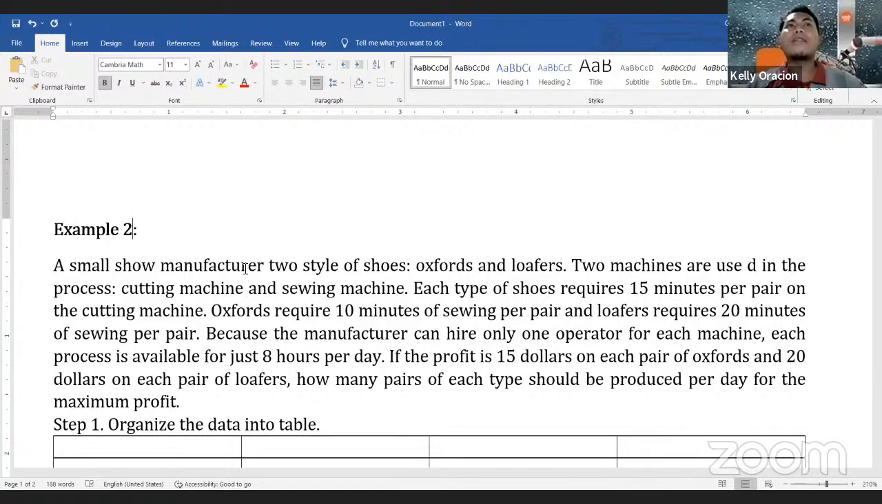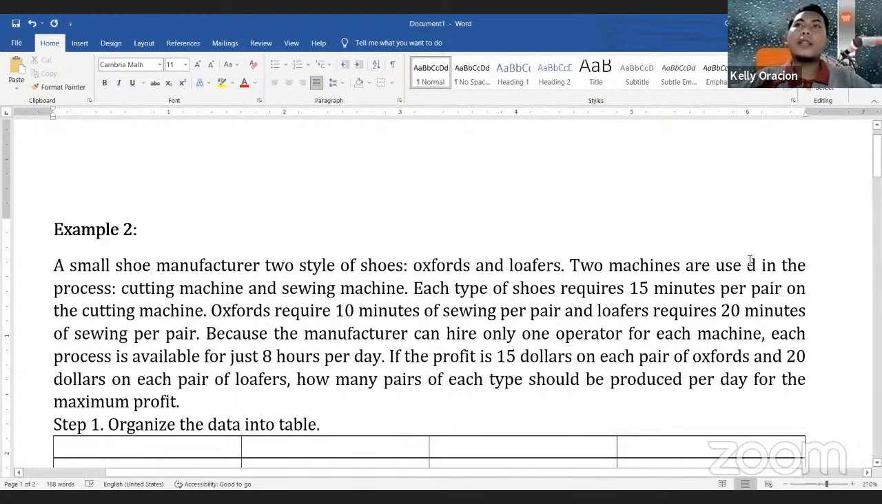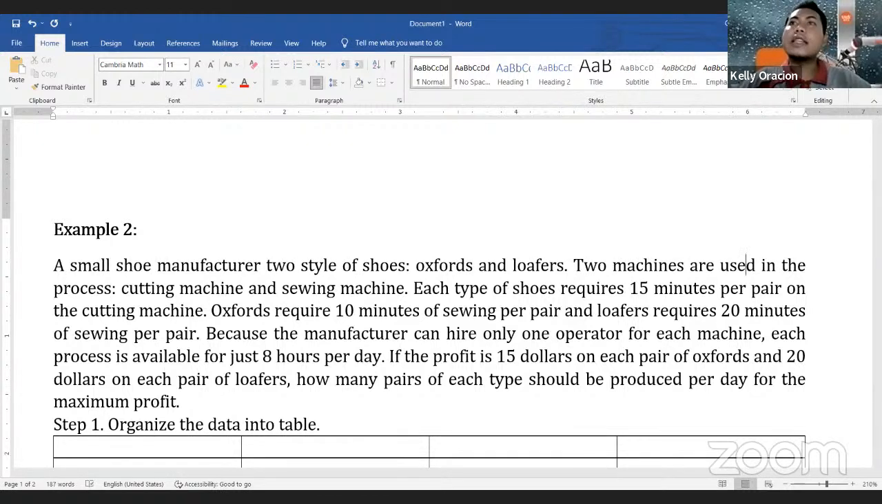A small shoe manufacturer has two styles of shoes: the Oxford shoes and the loafers. There are two machines used in the process: the cutting machine and the sewing machine. Each type of shoe requires 15 minutes per pair on the cutting machine.